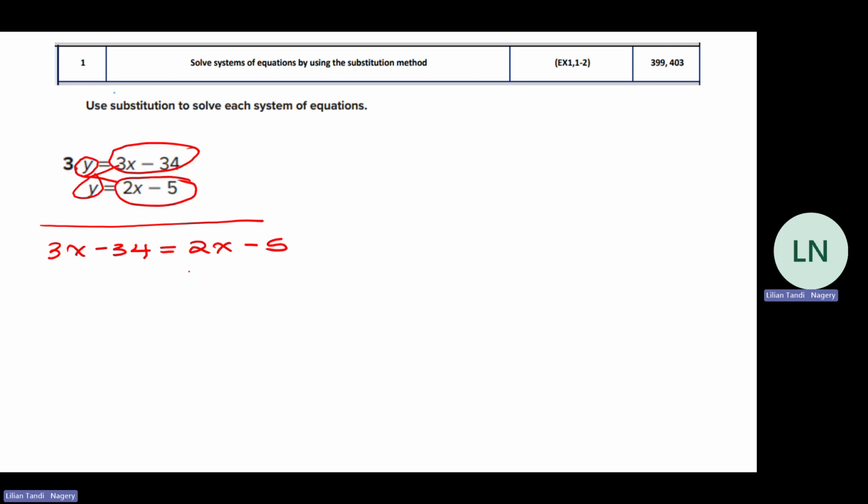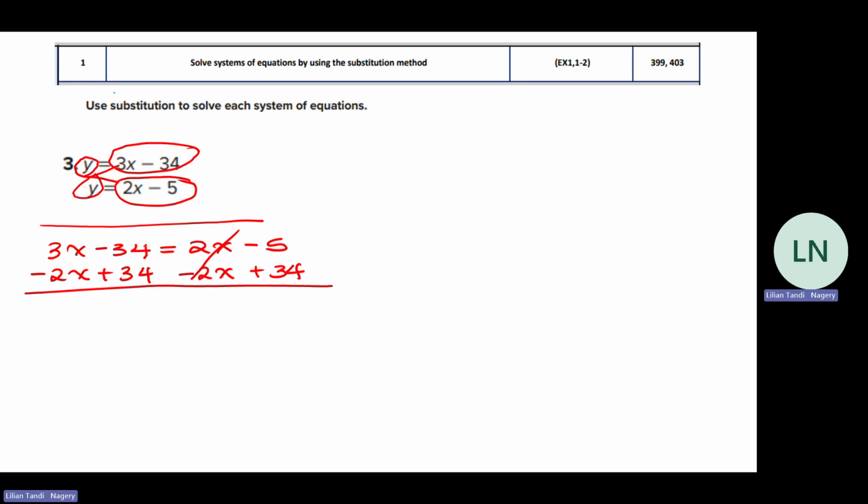Then we always say letters to the left, numbers to the right. So my letter is 2x. So I will subtract 2x on both sides. My number is negative 34. I will move it to the right, by doing the opposite of negative 34, which is positive 34.